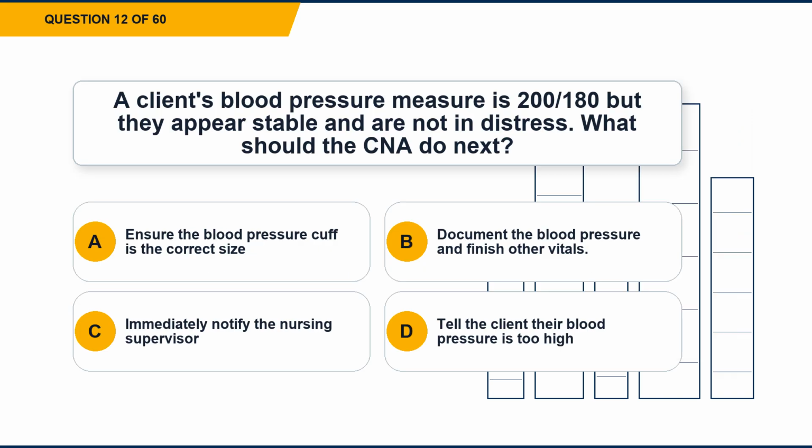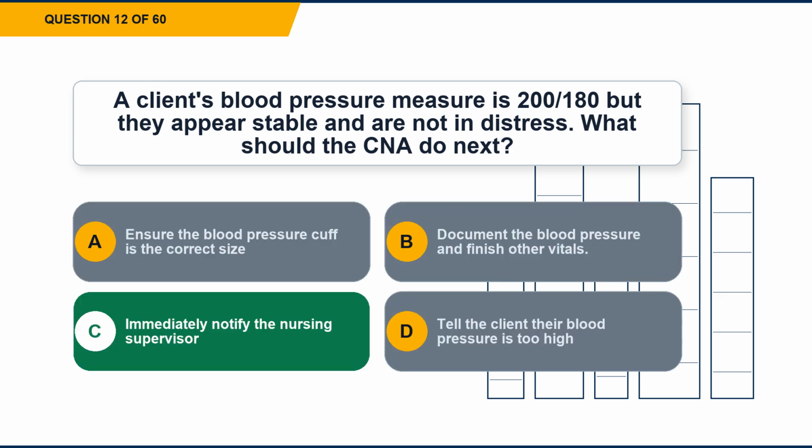Question 12. A client's blood pressure measure is 200/180 but they appear stable and are not in distress. What should the CNA do next? Option A, ensure the blood pressure cuff is the correct size. Option B, document the blood pressure and finish other vitals. Option C, immediately notify the nursing supervisor. Option D, tell the client their blood pressure is too high. The correct answer is option C, immediately notify the nursing supervisor.